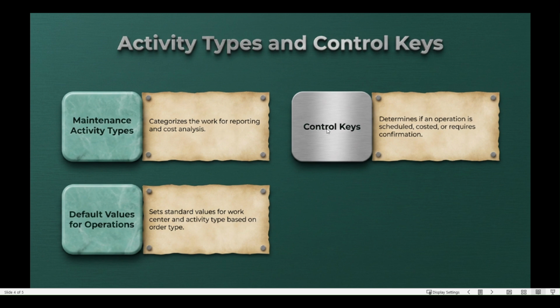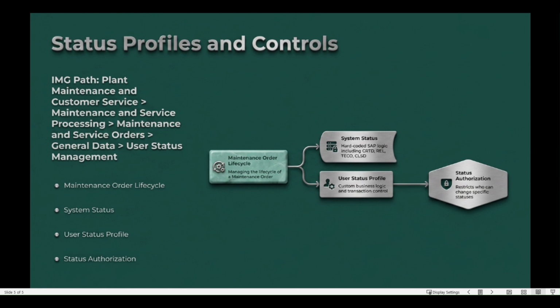And then the control key. The control key will tell you whether the work is done internally or externally. And the values of operations set standard values for work center and activity type based on the order type. Moving on, status profiles and controls.